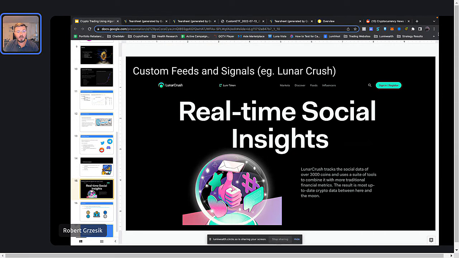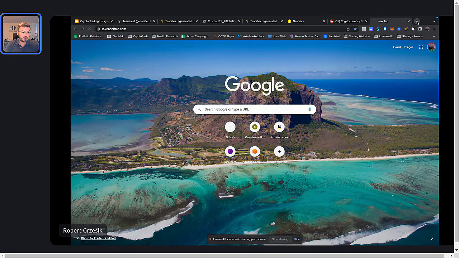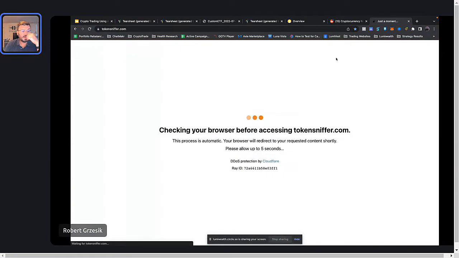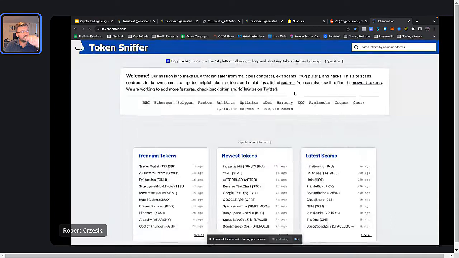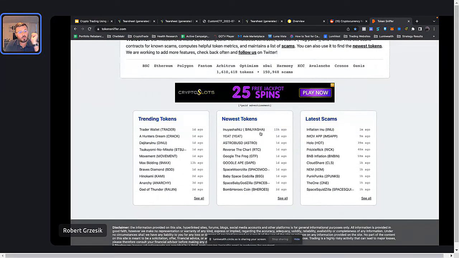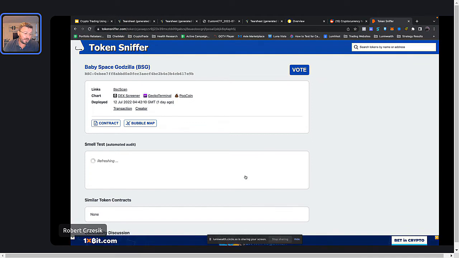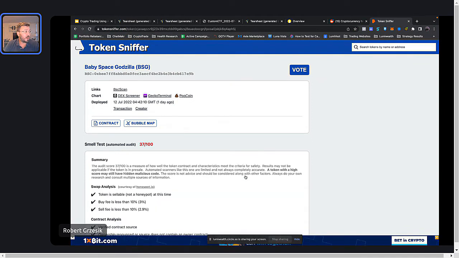You could do that. You could do something like Token Sniffer, right? Token Sniffer is an interesting website. You can make a bot that reads websites like this, that basically keeps looking out for new coins, right? And if you click into these coins, right? So here's Google Ape, Space Moonzilla, Baby Space Godzilla. There's all these random nonsense coins, to be quite honest with you. But I mean, maybe some of them are legit, maybe some of them are not. So Token Sniffer will help you sort that out.